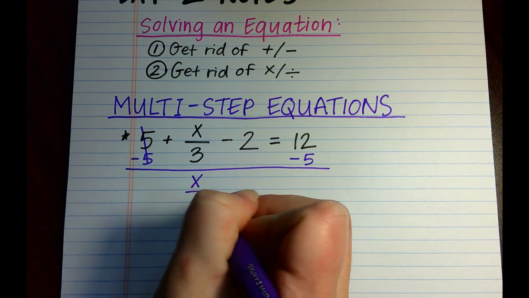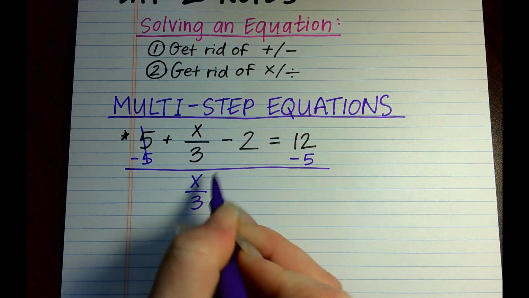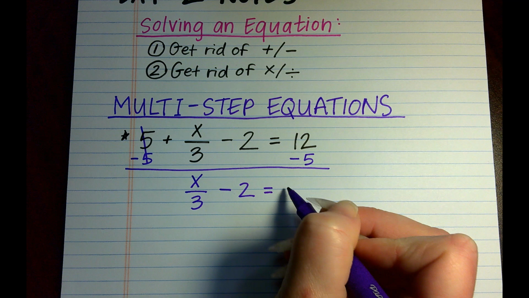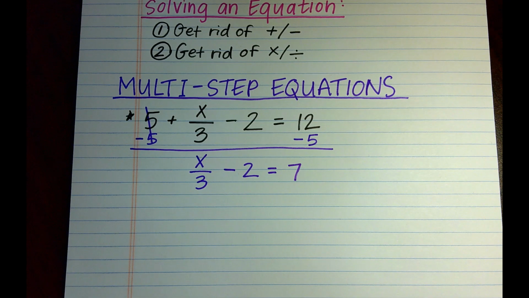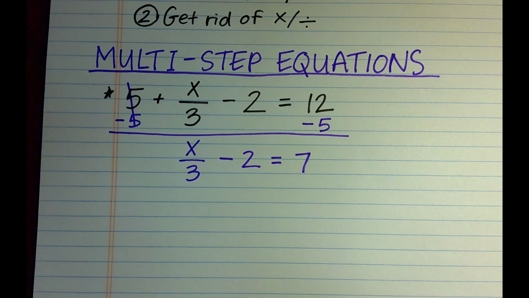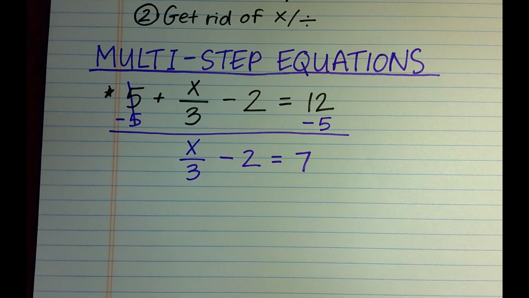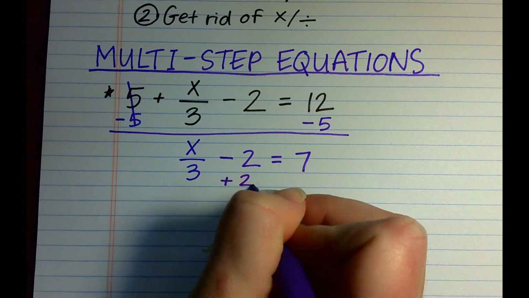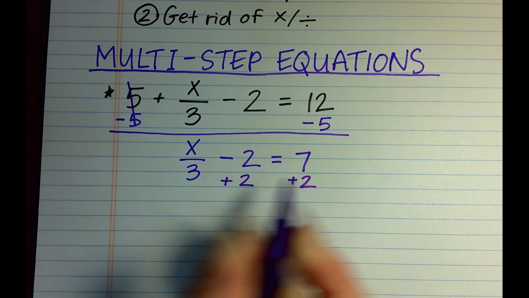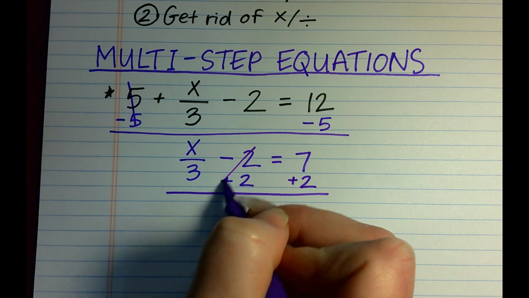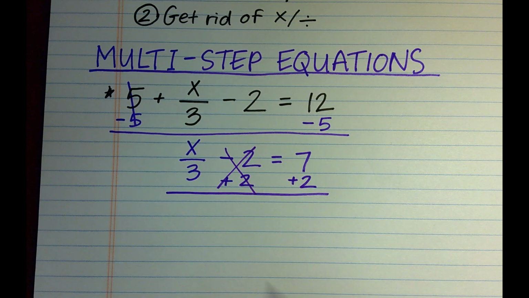We have x divided by 3 minus 2 equals 7, 12 minus 5. Perfect. So now we're here. X over 3 minus 2 is 7. Then you add the 2. Good. So now we add 2. We're still getting rid of addition and subtraction. So the 2s cancel. X over 3 gets brought down.